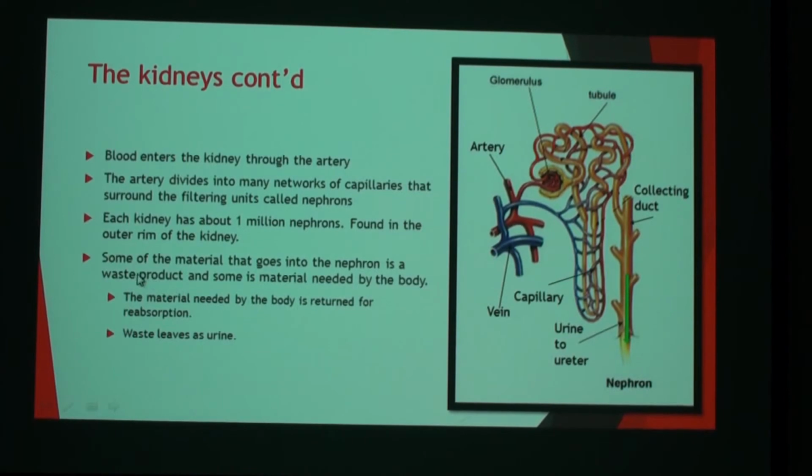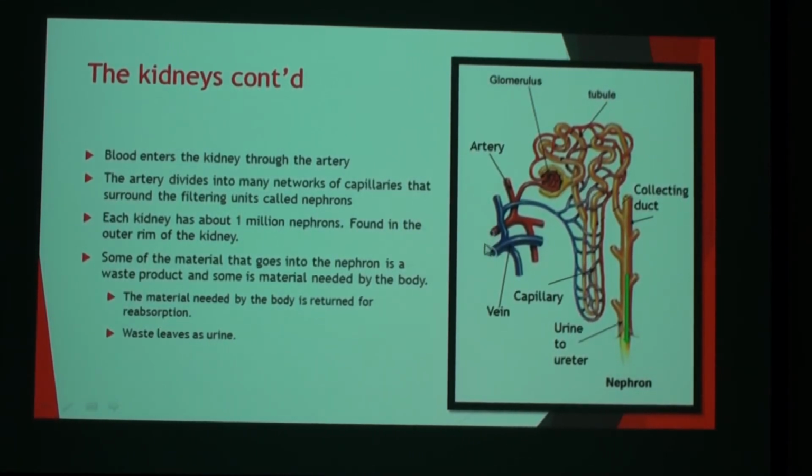Some of the material that goes into the nephron is a waste product, and some material is needed by the body. So, like we said, it separates the good from the bad, right? So some of the materials that we do need in the body is returned to the bloodstream through absorption, and whatever is a waste product leaves through the urine.